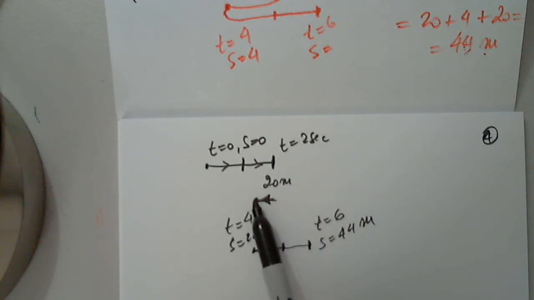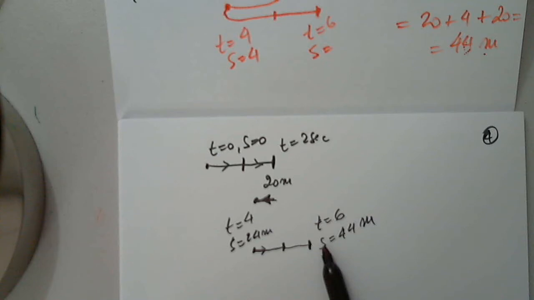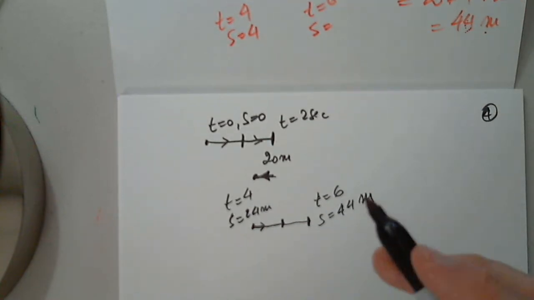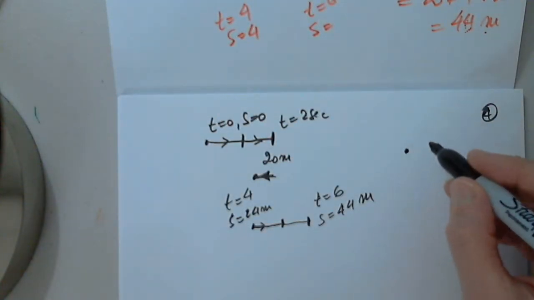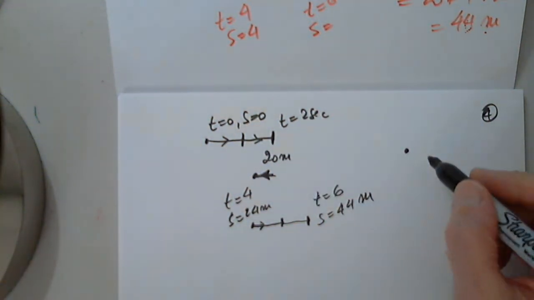20, this direction 4, and then this direction 20. And S equals 44 total. What I showed, and I'm happy with that, is just to show that, because this serves a purpose, but I'm more interested in time, I think.